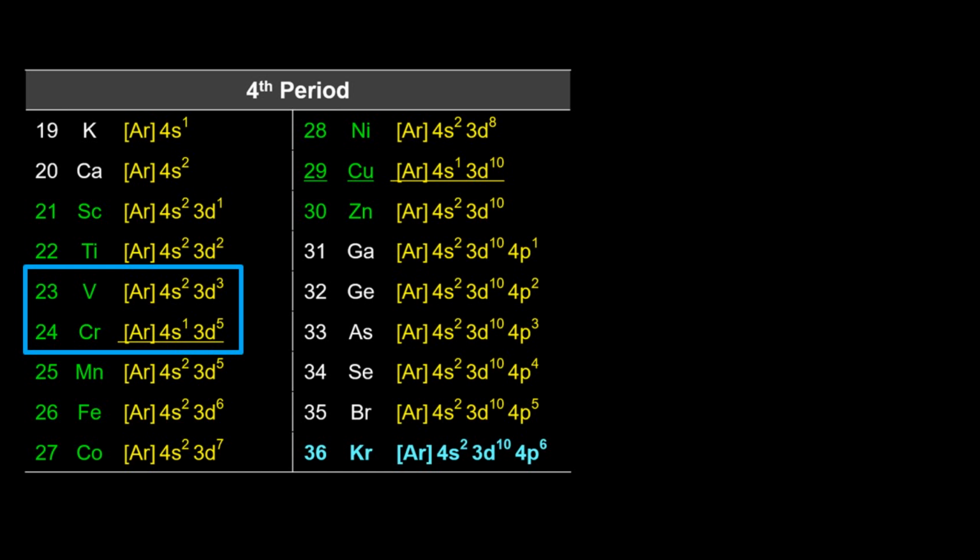From nickel to copper, the same kind of shift happens. One electron from the s orbital moves over to the d orbital, and that same principle applies here too. Just like with chromium, copper gains extra stability by filling its d orbital more completely. The d orbital can hold up to 10 electrons, and atoms become more stable when it's either half-filled or fully filled. That's why these elements end up with electron configurations that might look like they're breaking the rules, but really, they're just finding a more stable arrangement.